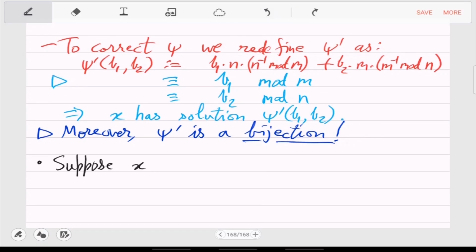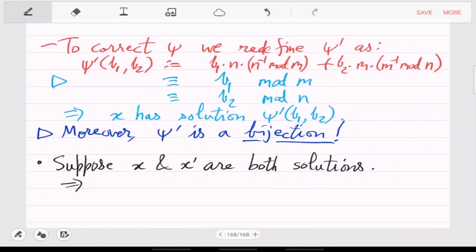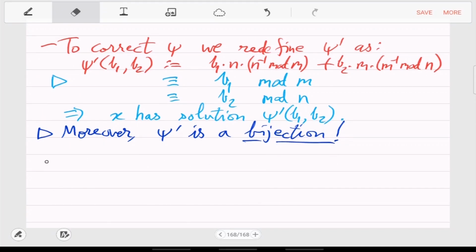Suppose X and X prime are both roots, are both solutions. So then what happens? Actually, this also is covered, right? When you show that psi prime is injective, it will imply that this X is unique. So I don't need to show this. It's actually implied by the above.